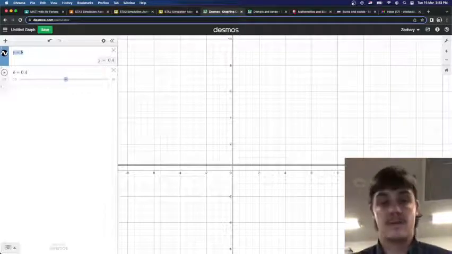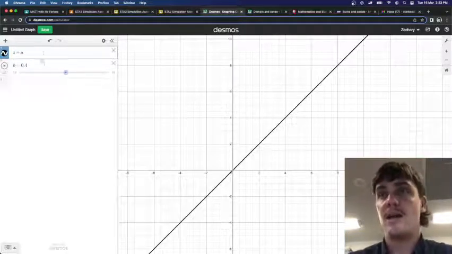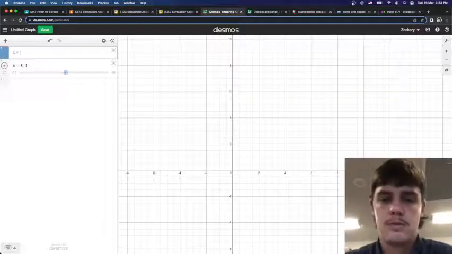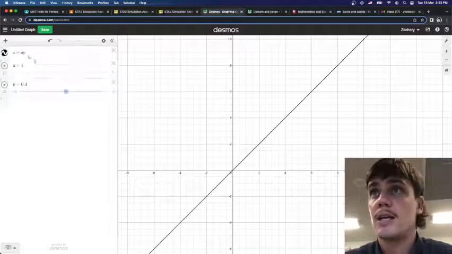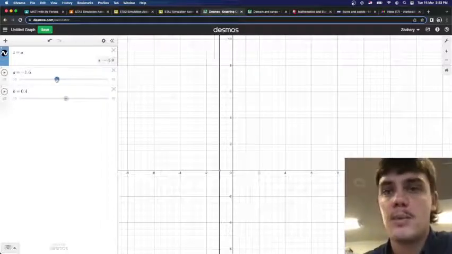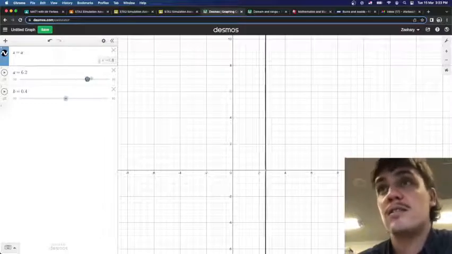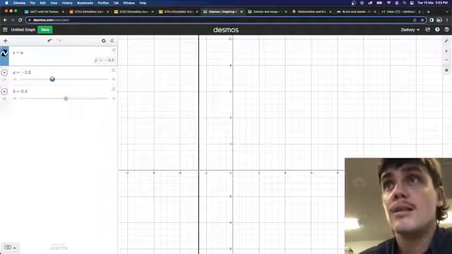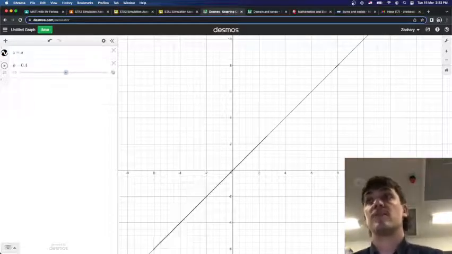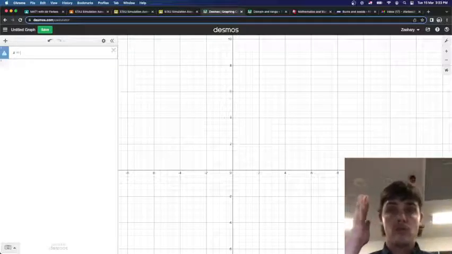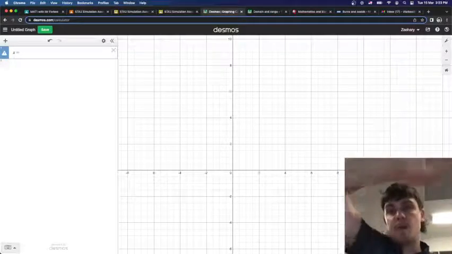I could do the same thing for x equals a. Why is it doing that to me? x equals a y. I can add a slider for a, and then I'm going to get rid of the y. I don't know why Desmos is making me do that right now. So this line is x equals 6.2. This is x equals negative 2.6. So you can use sliders, they're useful in the future. But for now, if you want to do a horizontal line, it's going to be y equals, and then wherever it is on y.